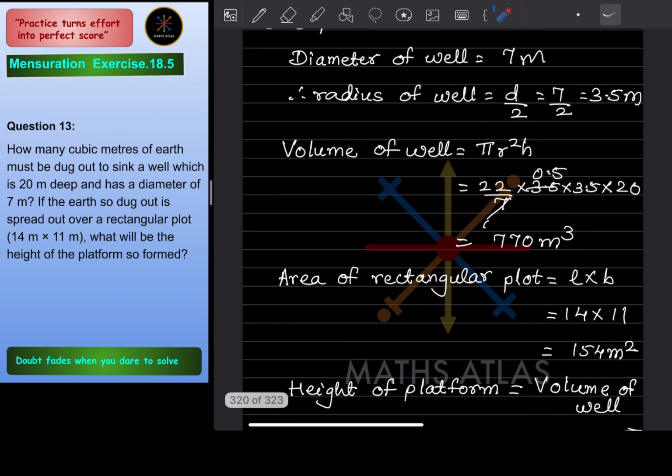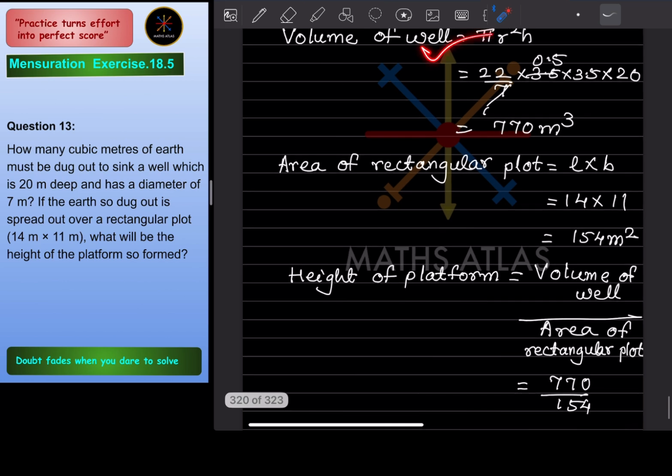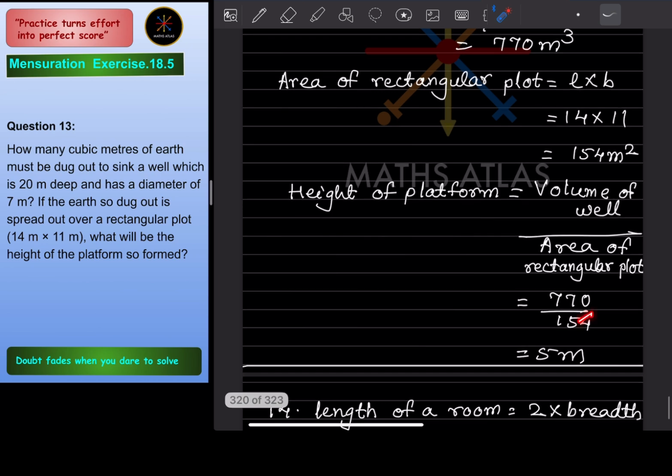Now it is given the area of the rectangular plot. Because it is a rectangular plot, the area is going to be length into breadth. The dimensions are given as 14 meter into 11 meter, so this is the length and this is the breadth of it. So this will be 14 into 11, which is going to be 154 meters square. So we have to find out the height of the platform. The height of the platform is going to be the volume of the well divided by the area of the rectangular plot, which will be 770 divided by 154, which is going to be 5 meter.